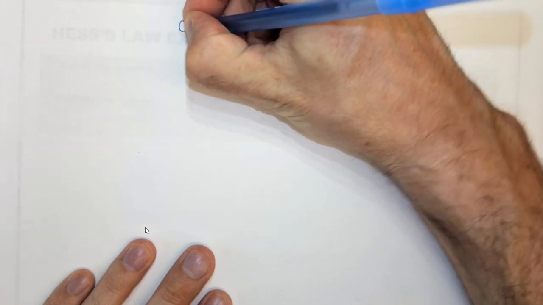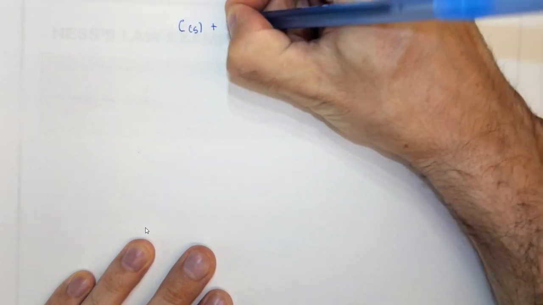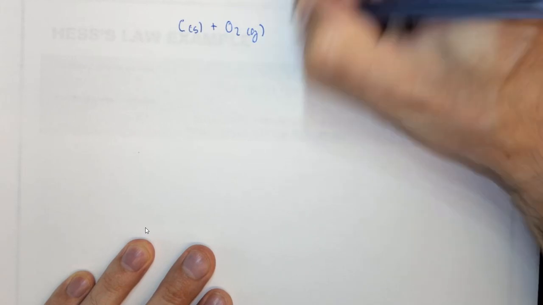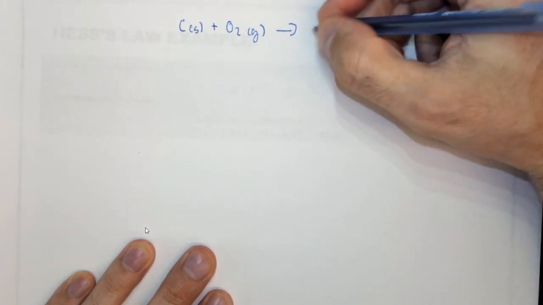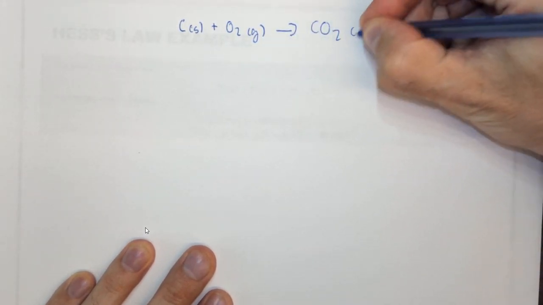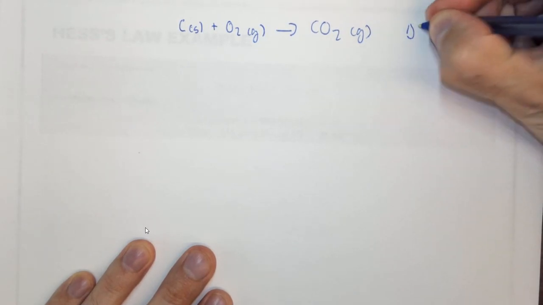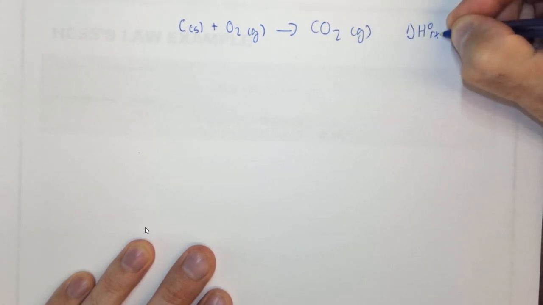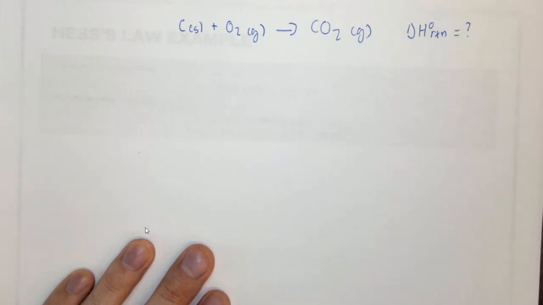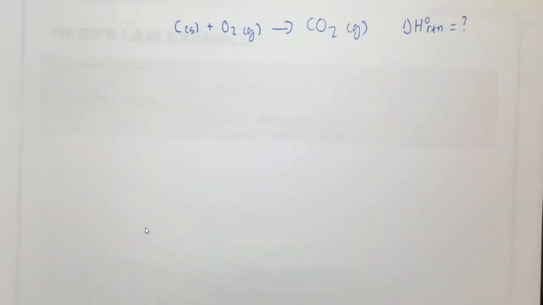What we're going to look at is that reaction we were just looking at. We have C solid plus O2 gas yields CO2 gas. And we want to know the delta H of this reaction, and we don't know what it is. But what we do know is the two intermediate steps.